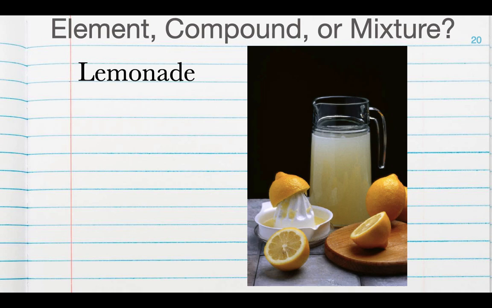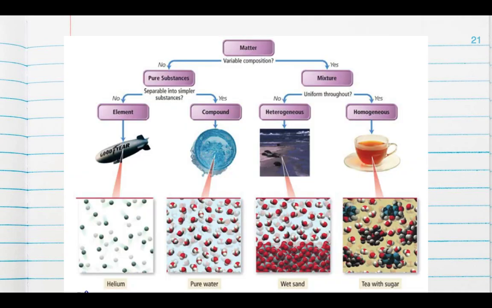Then we get into lemonade. Lemonade, if I look at the picture, it's water and lemons and probably sugar. So because I said and in between each one of those, lemonade is going to be a mixture. Like with the tea, it's water and tea leaves. So oftentimes, not always, but oftentimes, if there's an and in the list, and it's not just a bunch of elements listed together, but like with this one, water and sugar and lemons, then that often means it's going to be a mixture.